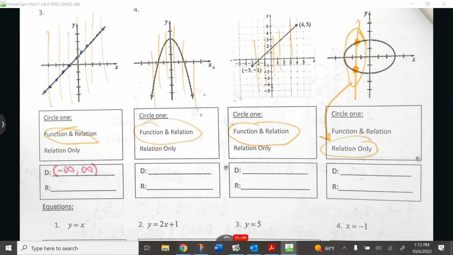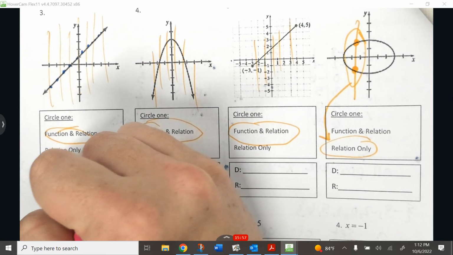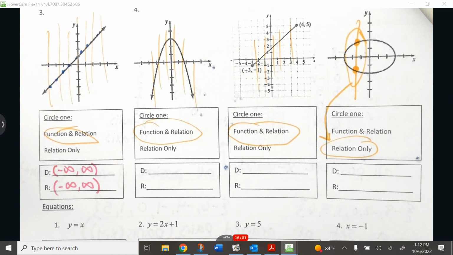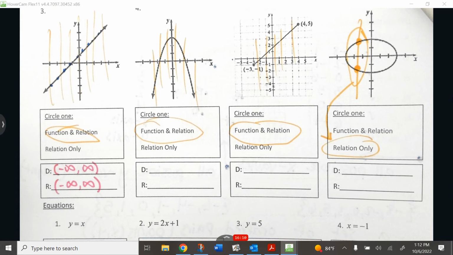Okay, what's the lowest it goes? Negative infinity. What's the highest it goes? So it goes up, down, left, right, all of that forever. So therefore, it's all real numbers, negative infinity to positive infinity for both. Yes?